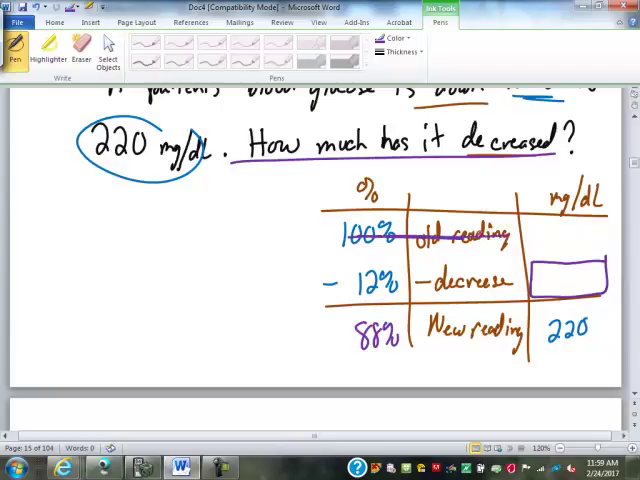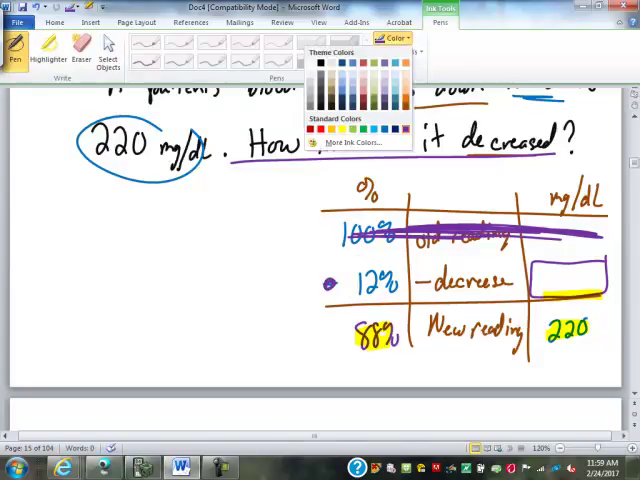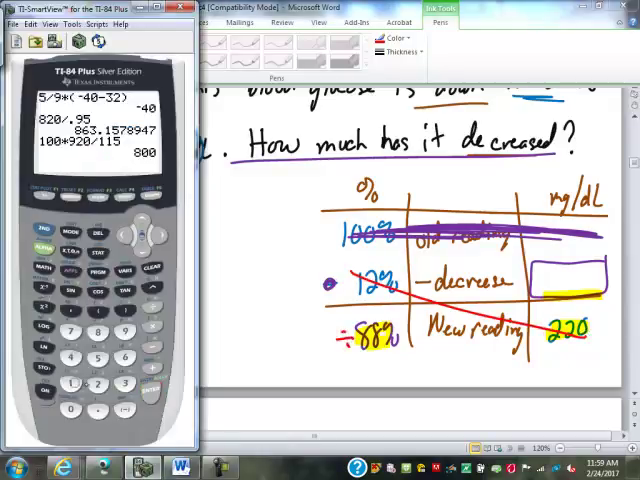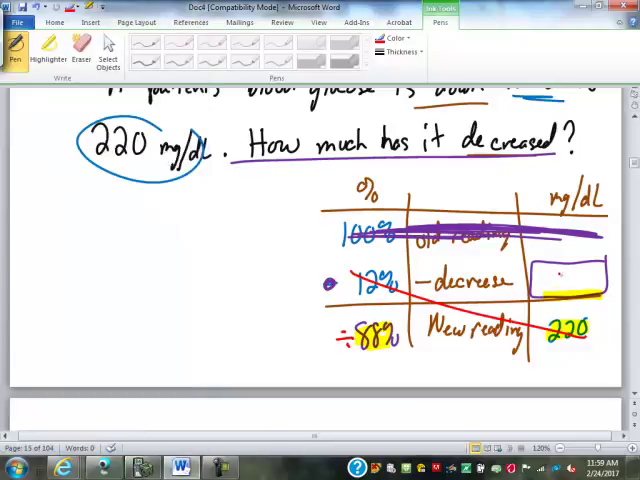So in this case, we don't need the top number on the table. We have both numbers for the new reading, both the percent and the milligrams per deciliter. And we're looking for the milligrams per deciliter for the decrease, and we do have its percent. Now, we're going to ignore the negative here because it was a minus, not a negative 12. And we'll cross multiply and divide. 12 times 220 divided by 88 should give us 30. So that is decreased by 30 milligrams per deciliter.